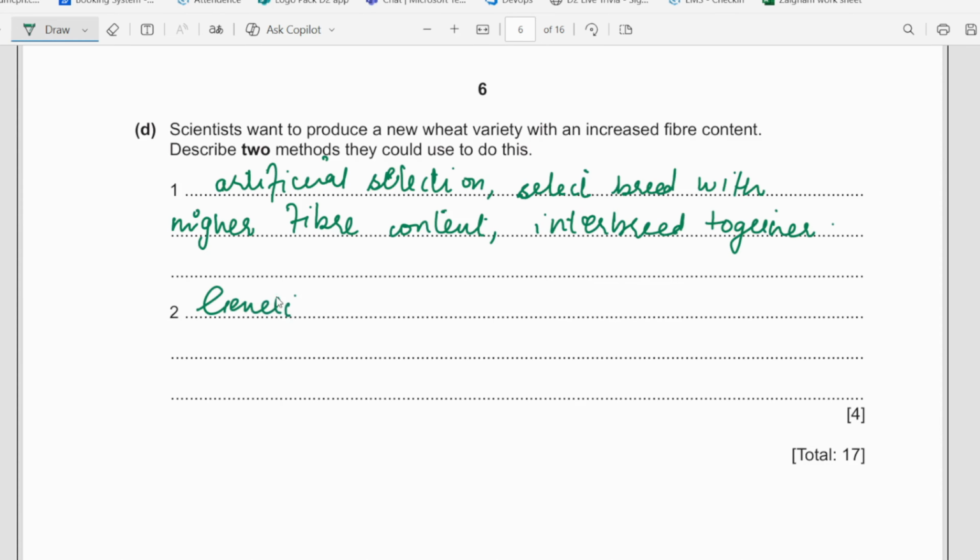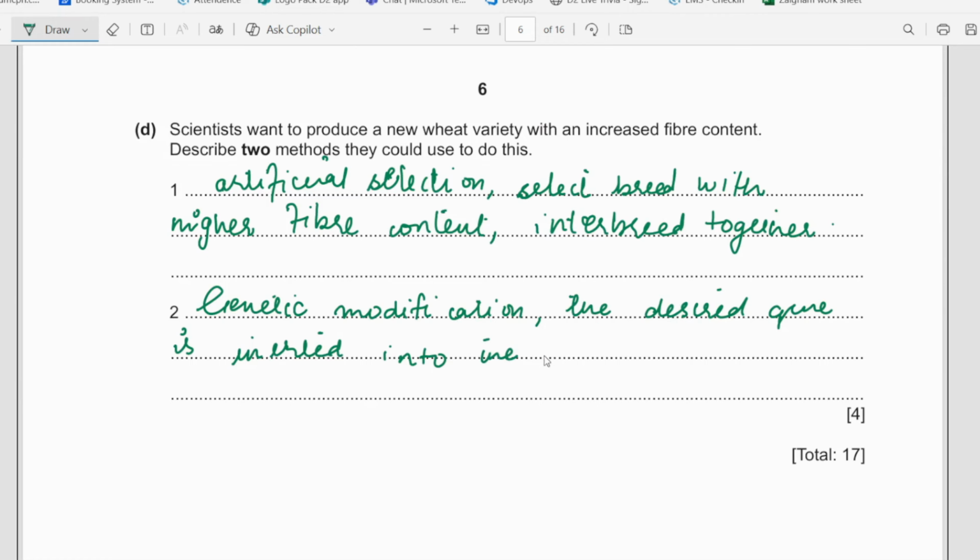Genetic modification. Okay, and how is this done? We just give a summary. The desired gene inserted into the plant, if we summarize it. Instead of giving the whole process, we can just summarize it. So we have done two questions from this paper. The other questions you have to do on your own.